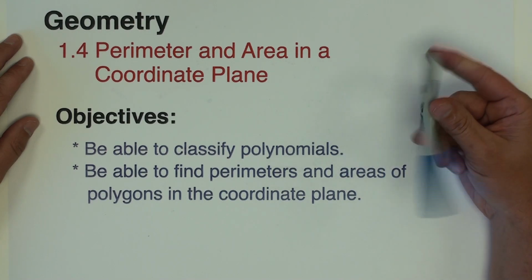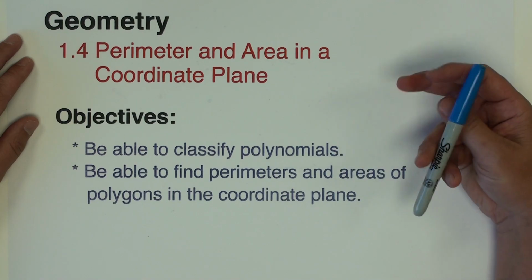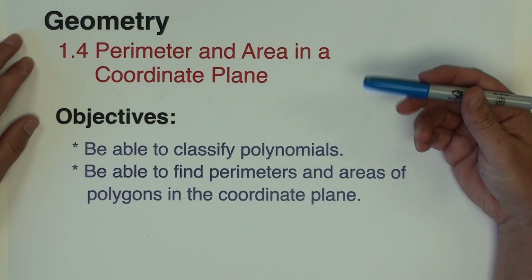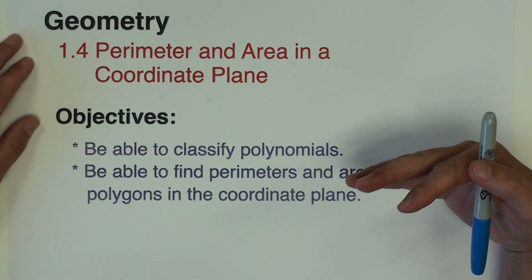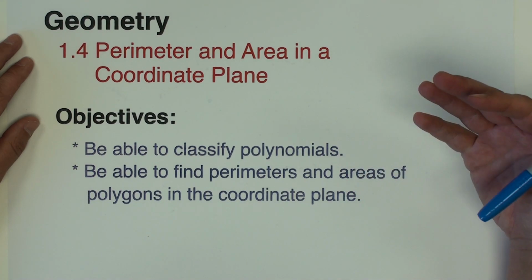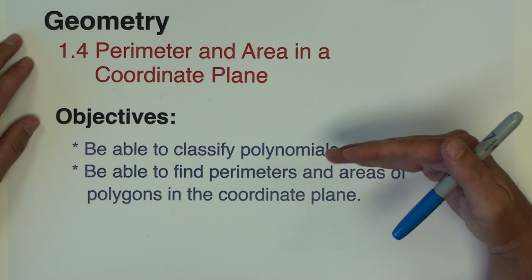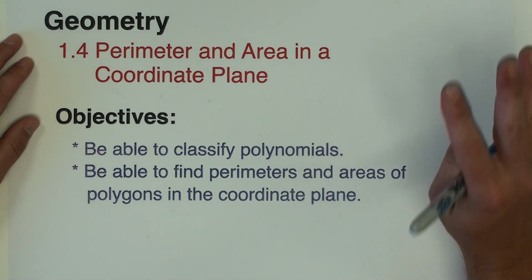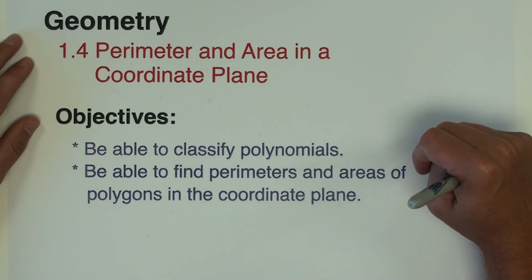Hello everyone, and welcome to another math tutorial. This video is on perimeter and area in a coordinate plane. In this video, besides finding perimeter and area, we're also going to talk about how we name polygons, how we can classify polygons as well. And then in addition to that, we'll see hopefully some familiar content on perimeter and area.